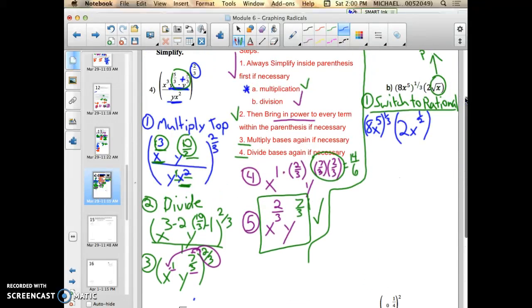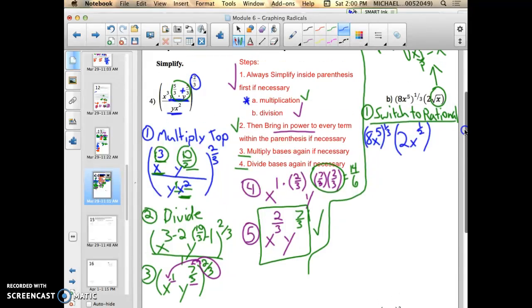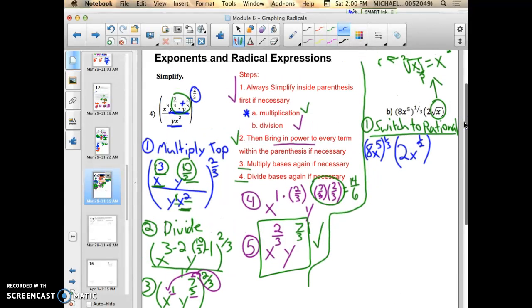Now let's think through this process. The first step always is to simplify inside the parentheses if necessary. I'm looking at my parentheses, 8x to the 5th. There's nothing to simplify. There's no base times base or base divided by base or anything raised to the 0. Nothing to simplify. 2x to the 1/2, same. I don't have to do this first step because it's not necessary.